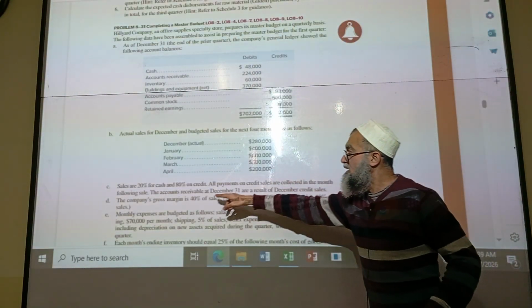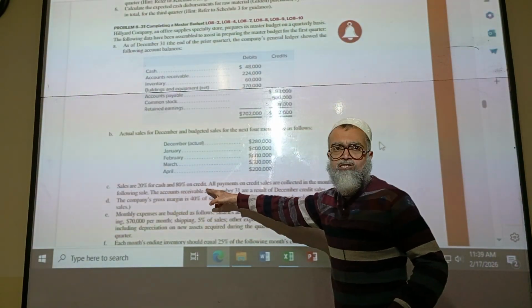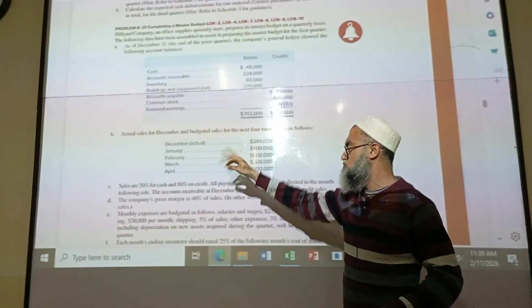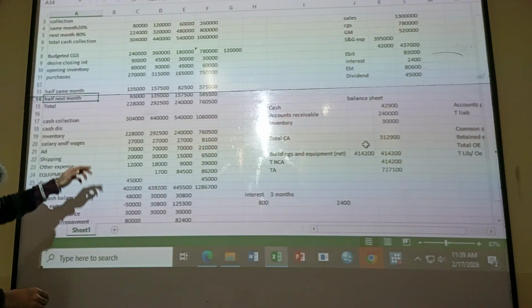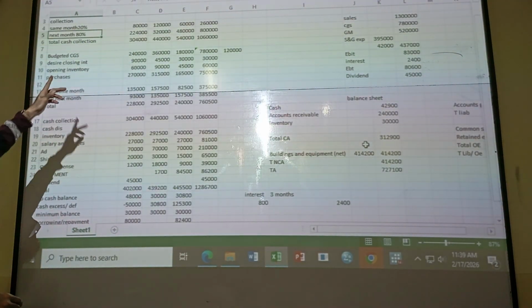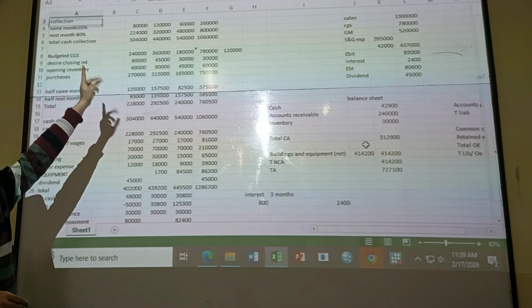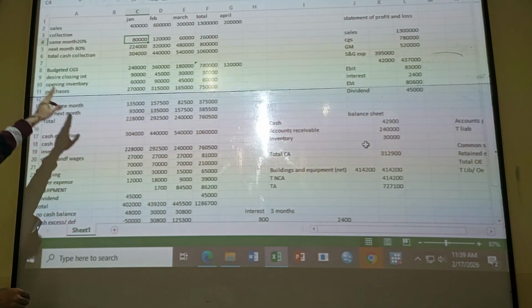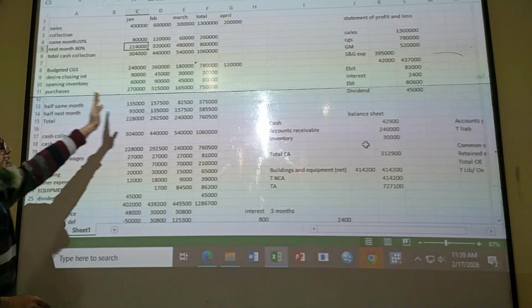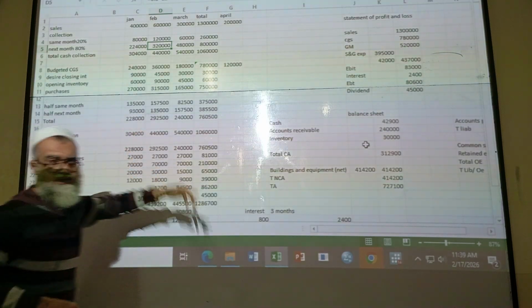Okay, now the next thing is sales are 20% for cash and 80% on credit. Now this is for cash collection. When you look at the budget, you need to make the cash collection budget. For the cash collection budget, 20% of sales, put the formula and then drag it, so you will get the figures automatically. Then 80%, this is how you will get the figures for all the 3 months.